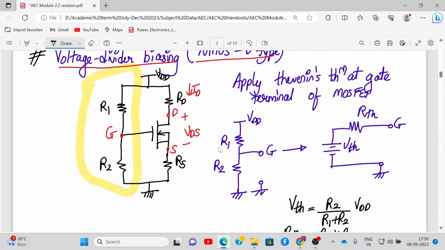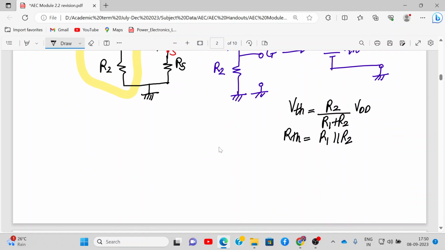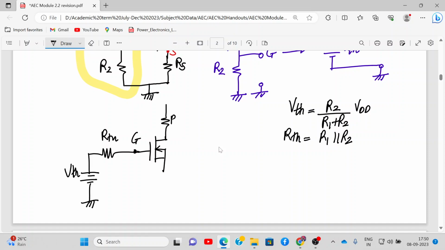So instead of R1 and R2, you will have a new circuit now. Let me draw that, slightly below. So you have RTH. Up till the gate terminal, everything changes. After that, everything is same. So draw the MOSFET back, draw its symbol, draw RD, VDD, and RS. Got it? Now in this circuit, you apply KVL and KCL.